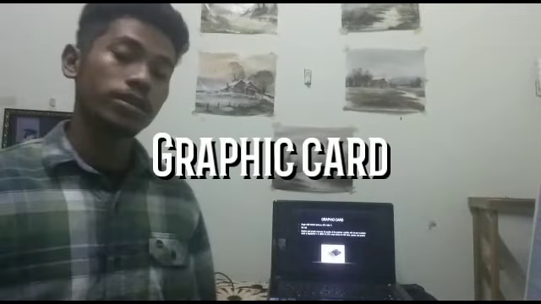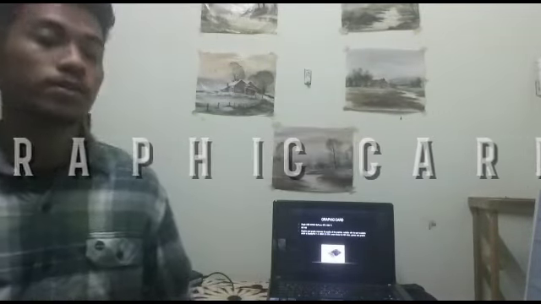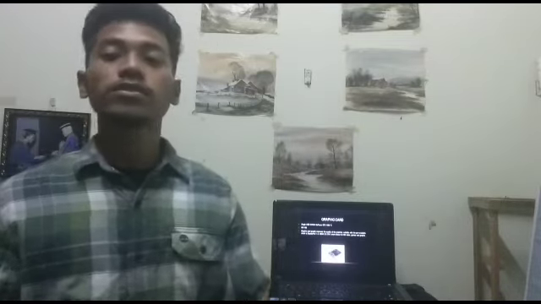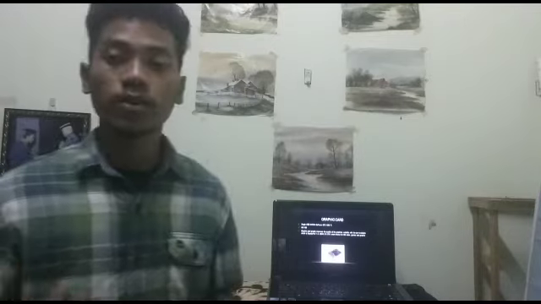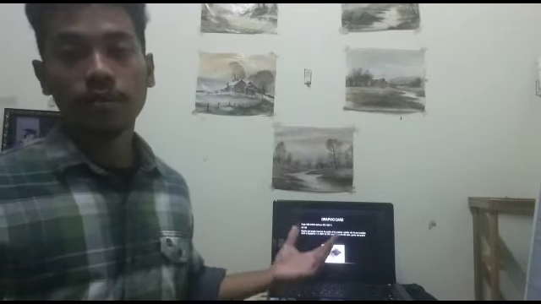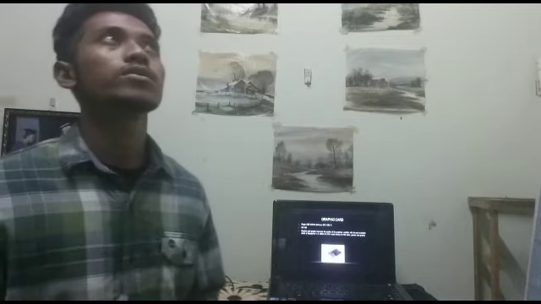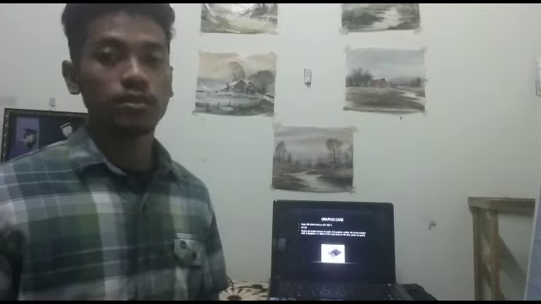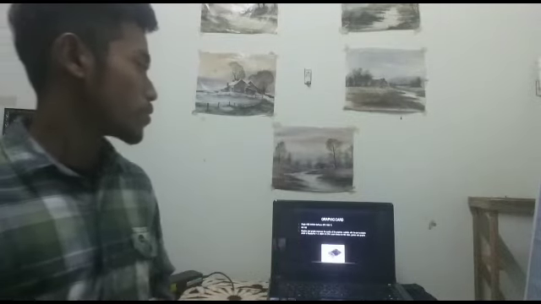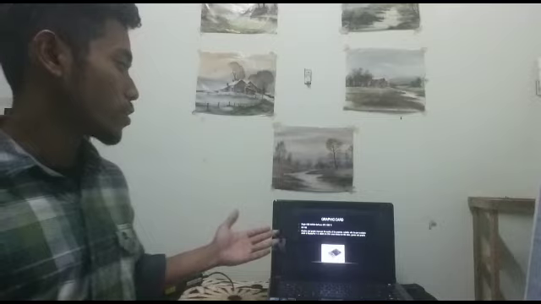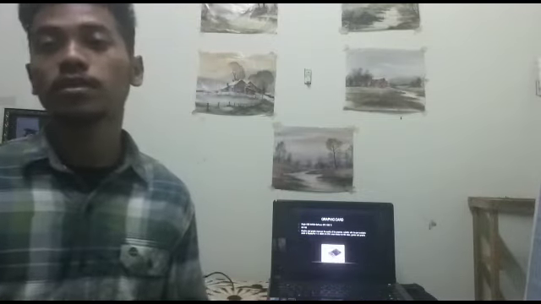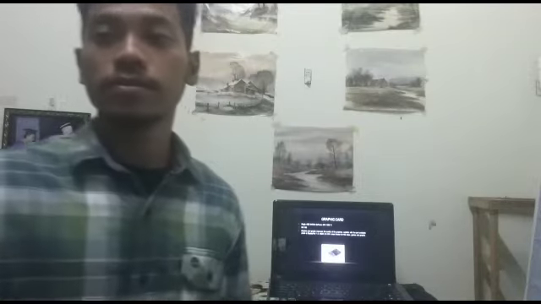Our next component for Lisa PC is a graphic card. A graphic card functions to improve the quality of the graphics in the computer. This type of graphic card is suitable for the motherboard that was chosen. The graphic card that we chose for Lisa is a single 4GB NVIDIA. The price of this graphic card is 199 ringgit.